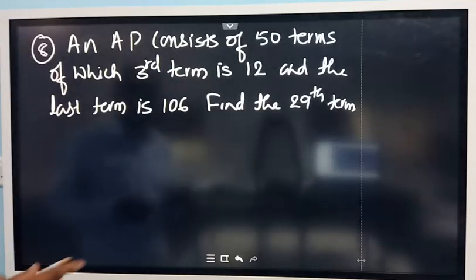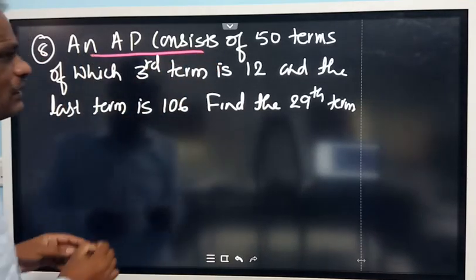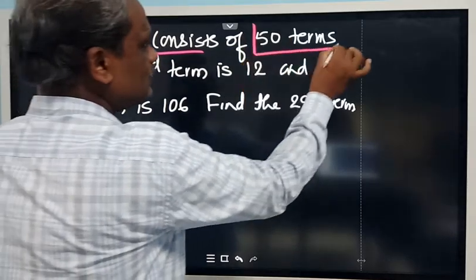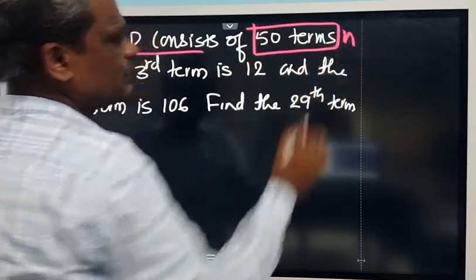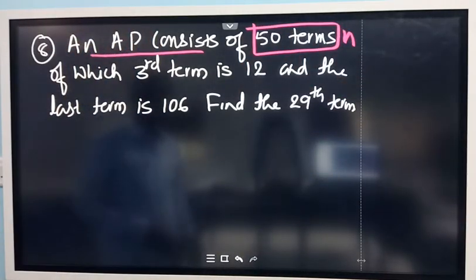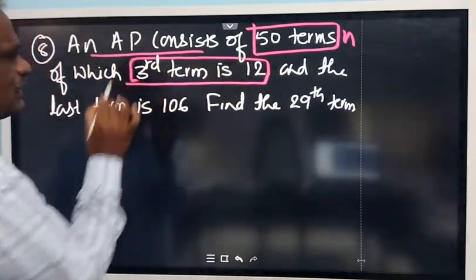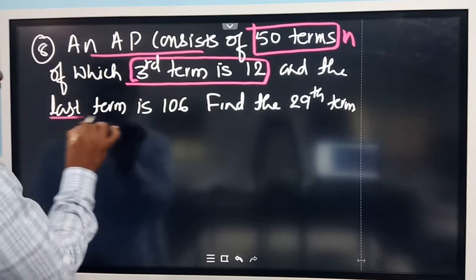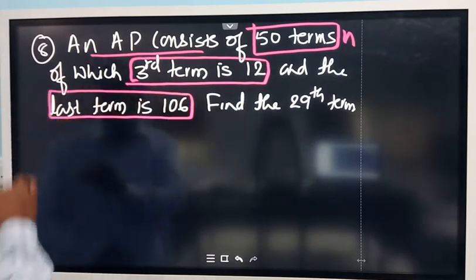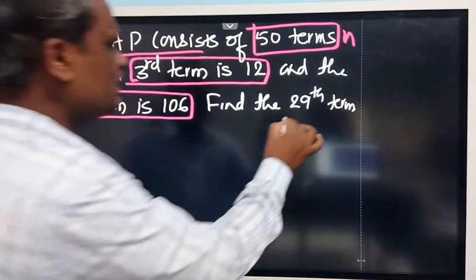An arithmetic progression consists of 50 terms, so n is 50, of which the third term is 12. The last term is given as 106. Find the 29th term.